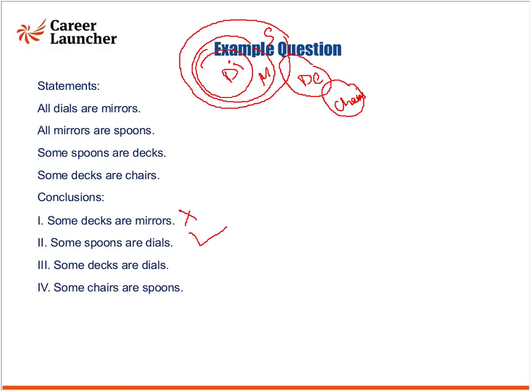Some decks are dials. Okay, so dials are here, decks are here. We don't see them colliding. So yeah, there's no connection between the 2, so we can simply strike them out. Some chairs are spoons. We have chairs here, spoons are here. So again we'll cancel that out. So based on this, we can find that only this is the conclusion that is following. Okay.